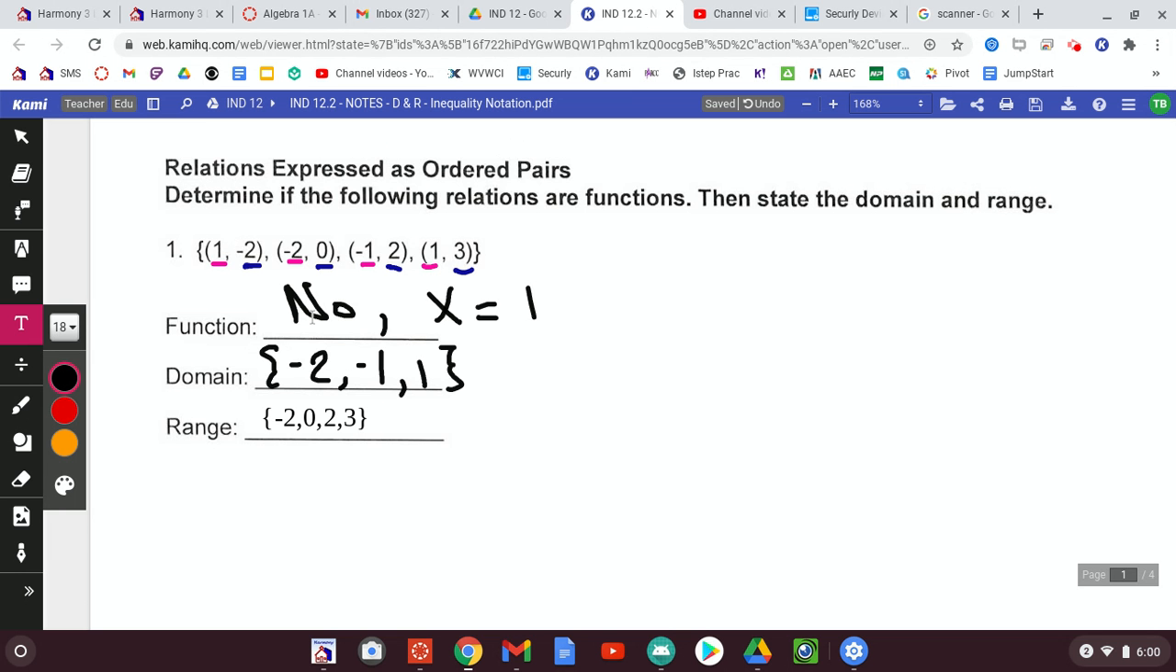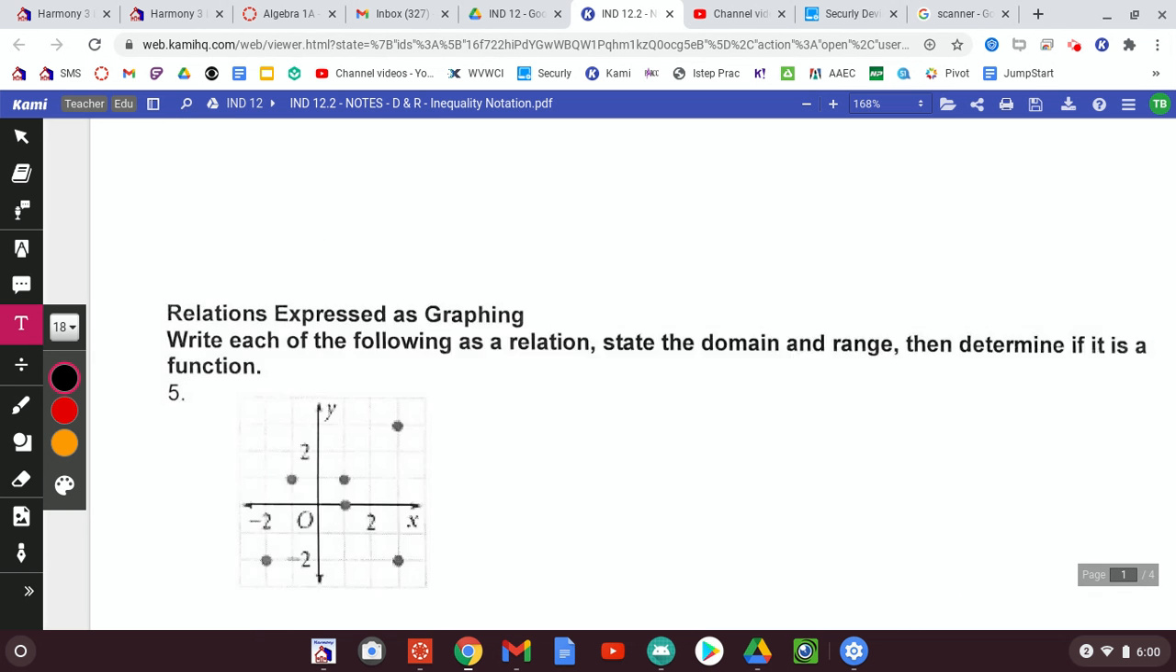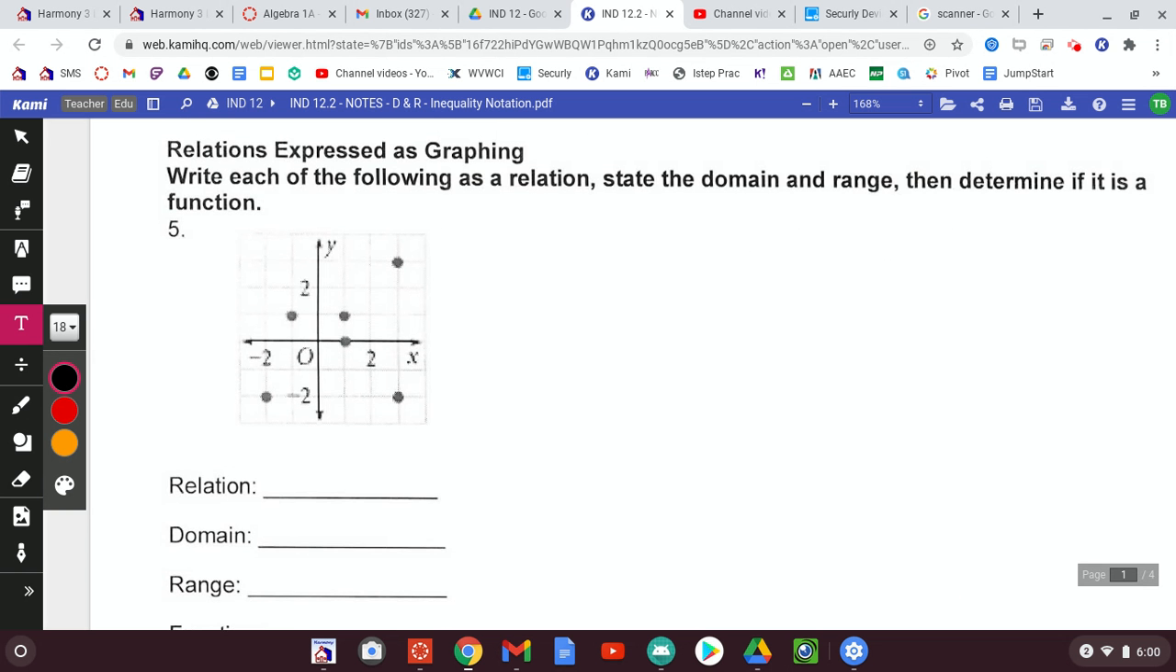So you've got no, it's not a function because of x equals 1, a list of your x's, -2, -1, and then of course there's 2 1s, but you only have to list it once, and then your range is -2, 0, 2, and 3. Okay, that is a review from yesterday.